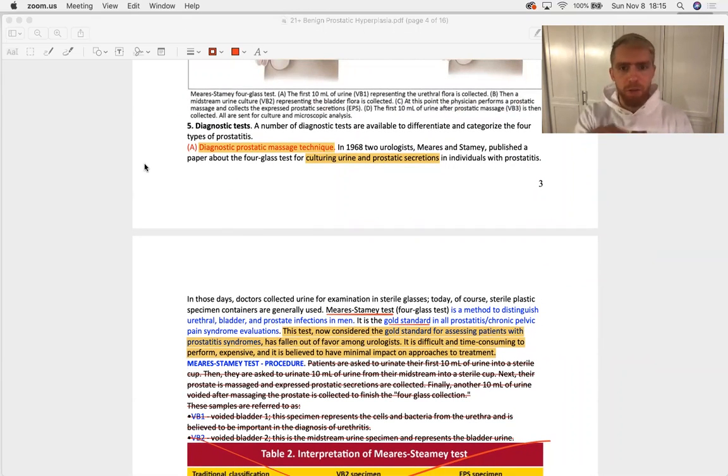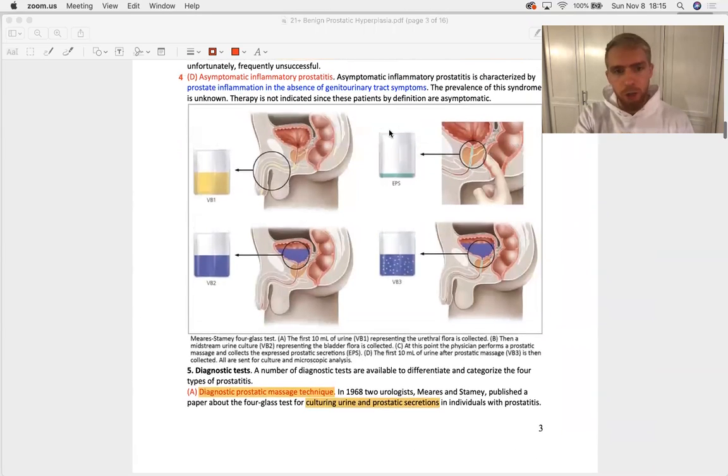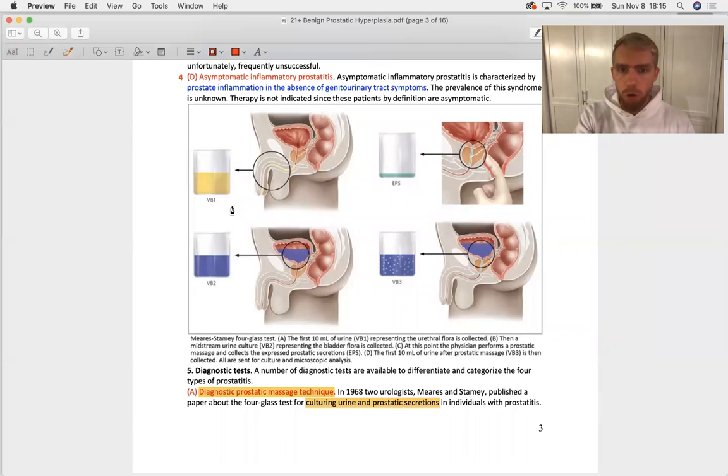So how do we diagnose this? Really good image here. You can look at the picture and understand everything that you need to from it. You're going to get 4 fluid samples. I would say urine samples, but this EPS sample that you're taking is not a urine sample. It's just a prostatic secretion sample that you collect in a vial or jar.